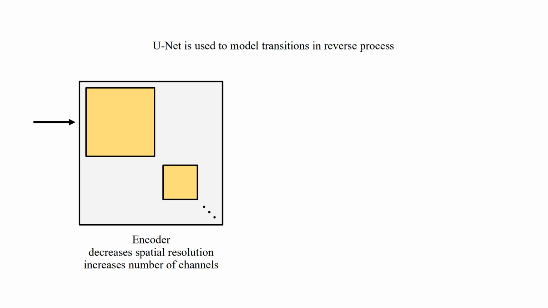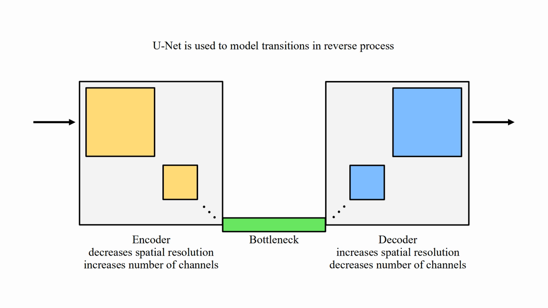Training. UNet is used to model transitions in reverse process, and it has three parts. Encoder decreases spatial resolution, increases number of channels. Bottleneck. Decoder increases spatial resolution, decreases number of channels. Skip connections transfer features from encoder to decoder.